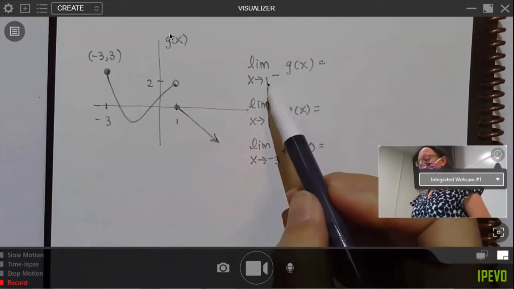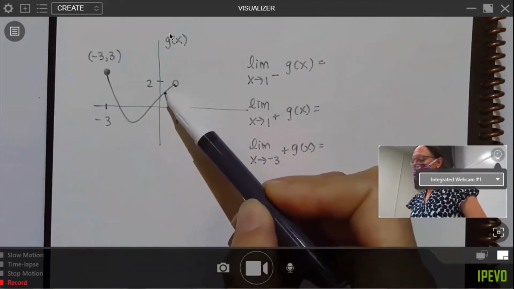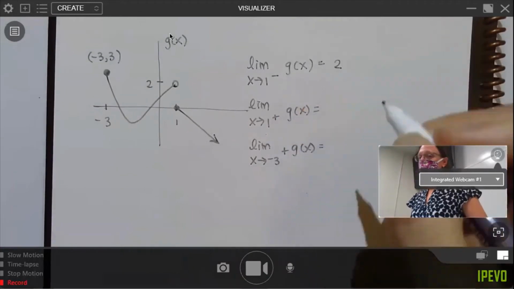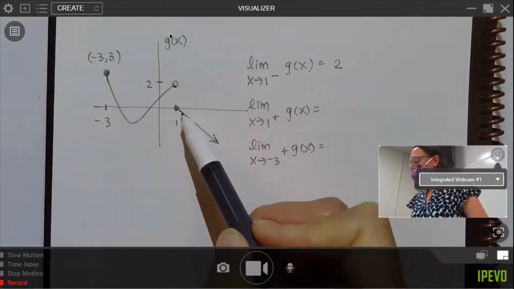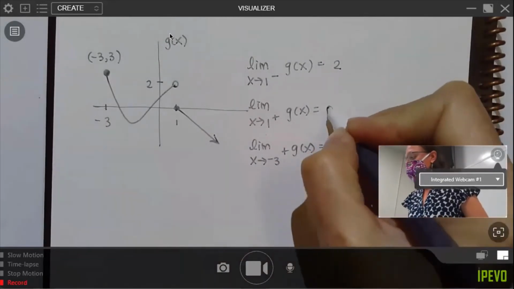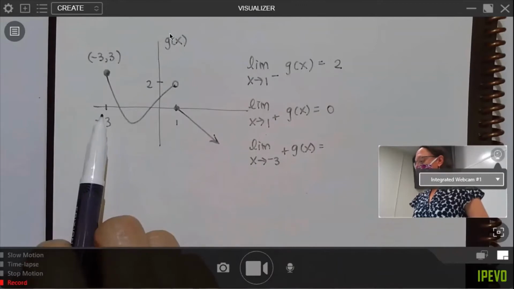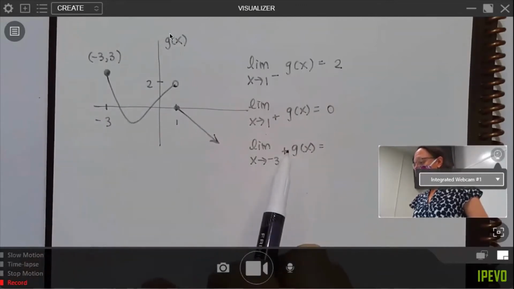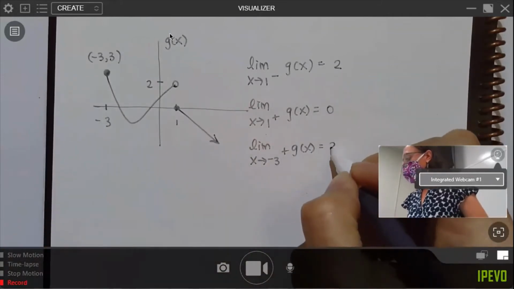If I approach 1 from the left, then coming from the left-hand side, the y value that we're getting close to is 2. And if I'm coming from the right-hand side, the y value that we're getting close to is 0. And -3 from the right-hand side means I'm coming from over here, and the y value we're getting close to is 3.